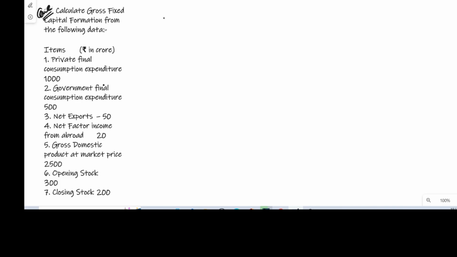Hello students. In this question, we have to calculate gross fixed capital formation from the following data. Gross fixed capital formation.